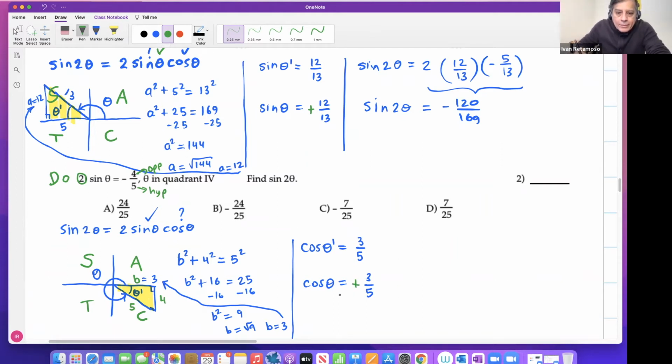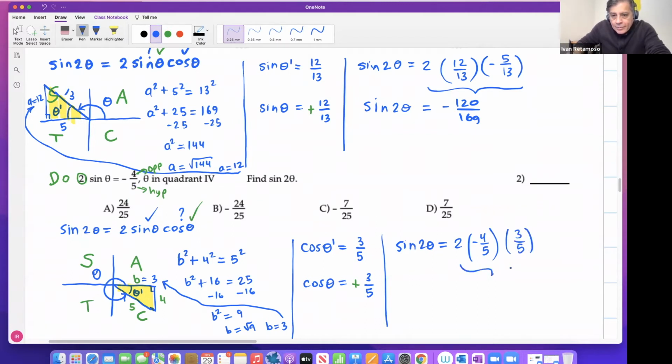Now that you have cosine of theta, we should be able to compute sine of 2 theta. Sine of 2 theta should be equal to what? 2 times sine of theta, that we were given. Sine of theta is minus 4 over 5, times cosine of theta. Cosine of theta, look, we found it right here: positive 3 over 5.